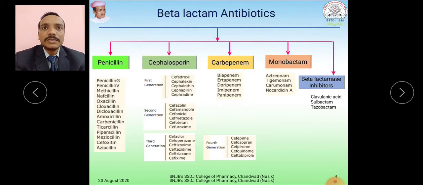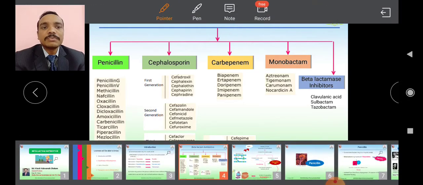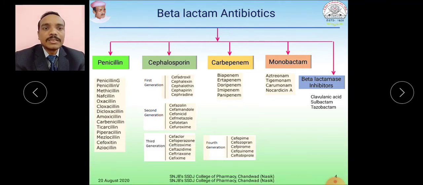So this is about the sub-classification of beta-lactam antibiotics. Mainly these are classified as penicillin, cephalosporin, carbapenem, monobactam, and beta-lactamase inhibitors. These are certain examples of each class. Cephalosporins are classified again as first generation, second generation, third generation, fourth generation. The beta-lactamase inhibitors have examples such as clavulanic acid, sulbactam, tazobactam.